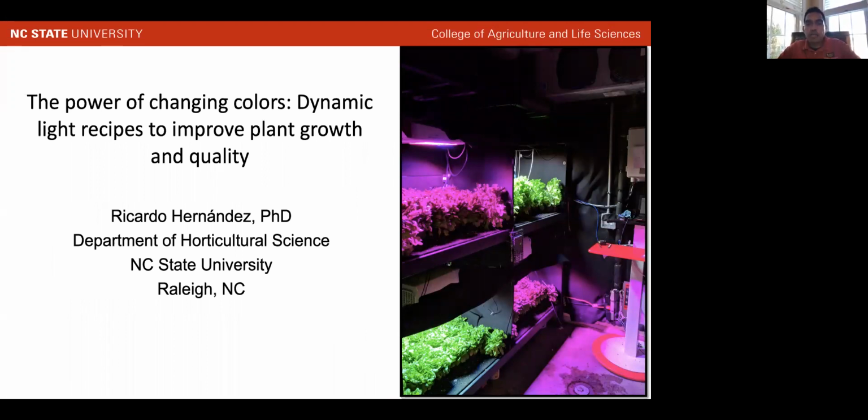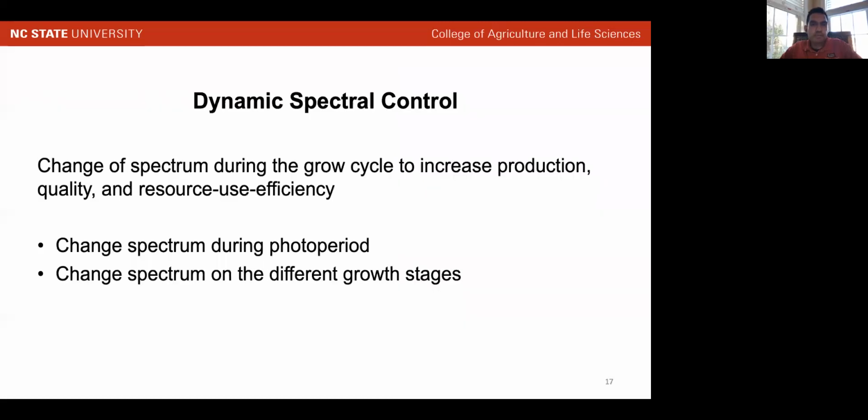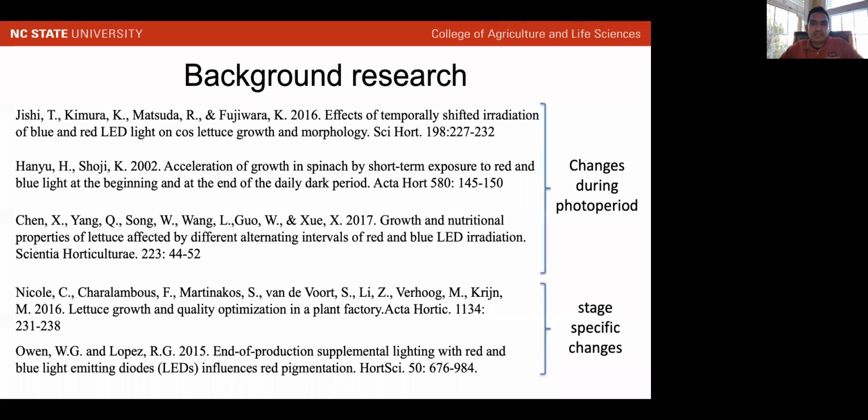And I'm going to walk you through a few examples of projects that we have worked on that present this value. The first one is using the dynamic control of light to try to improve plant growth, right? The objective is, can we change the spectrum of the light to match the plant stage and hopefully get more yield, or at least energy savings? And there are examples in the literature that have done this.